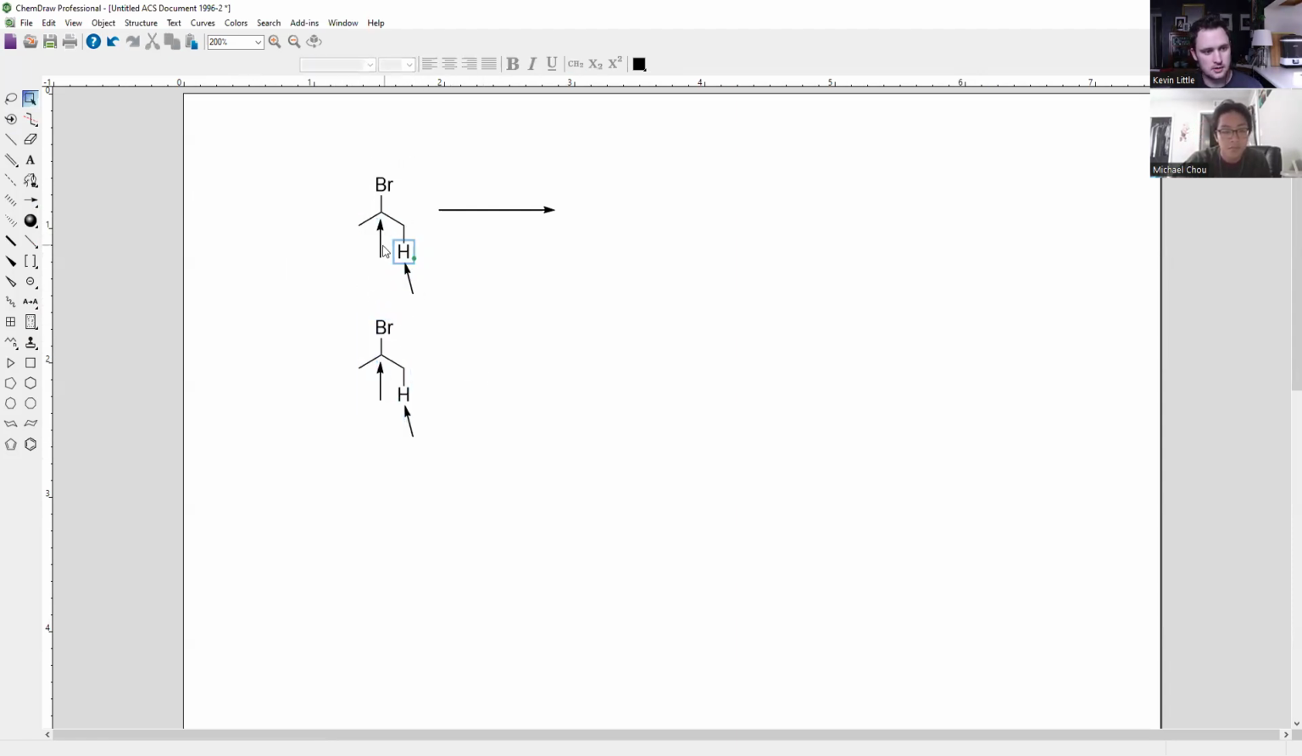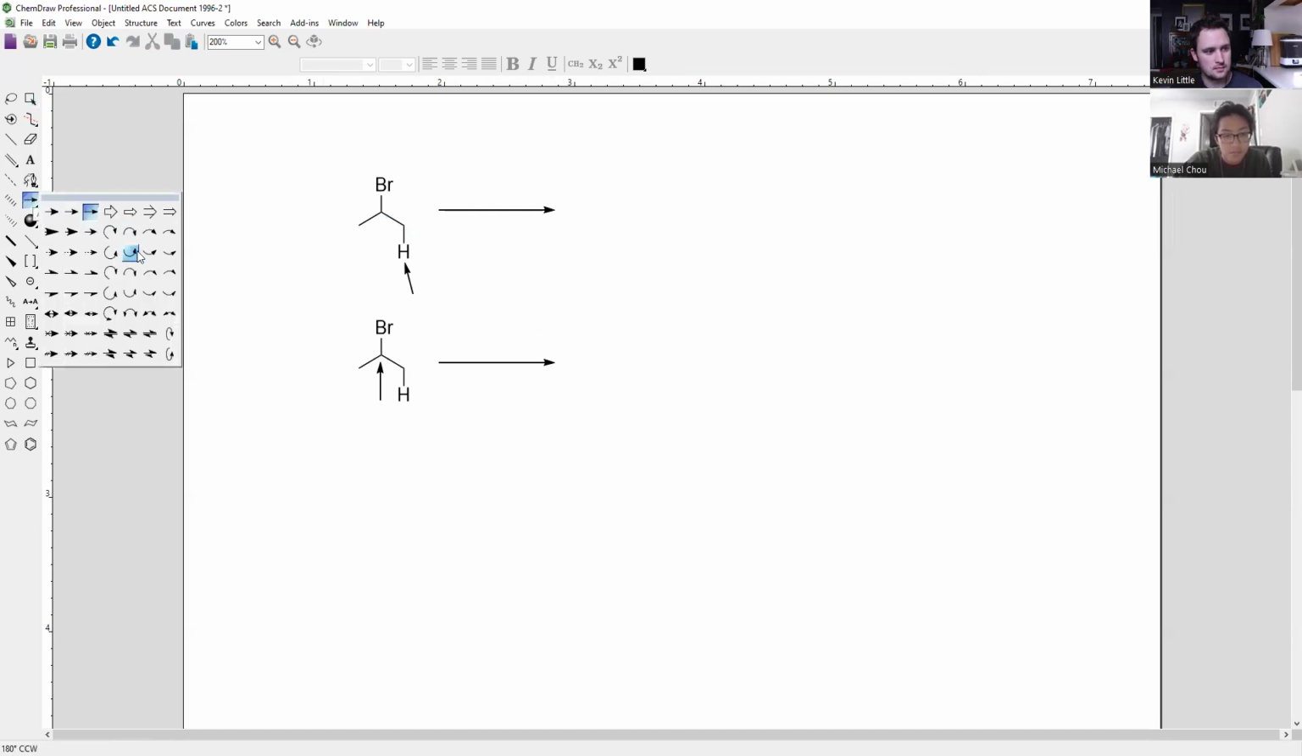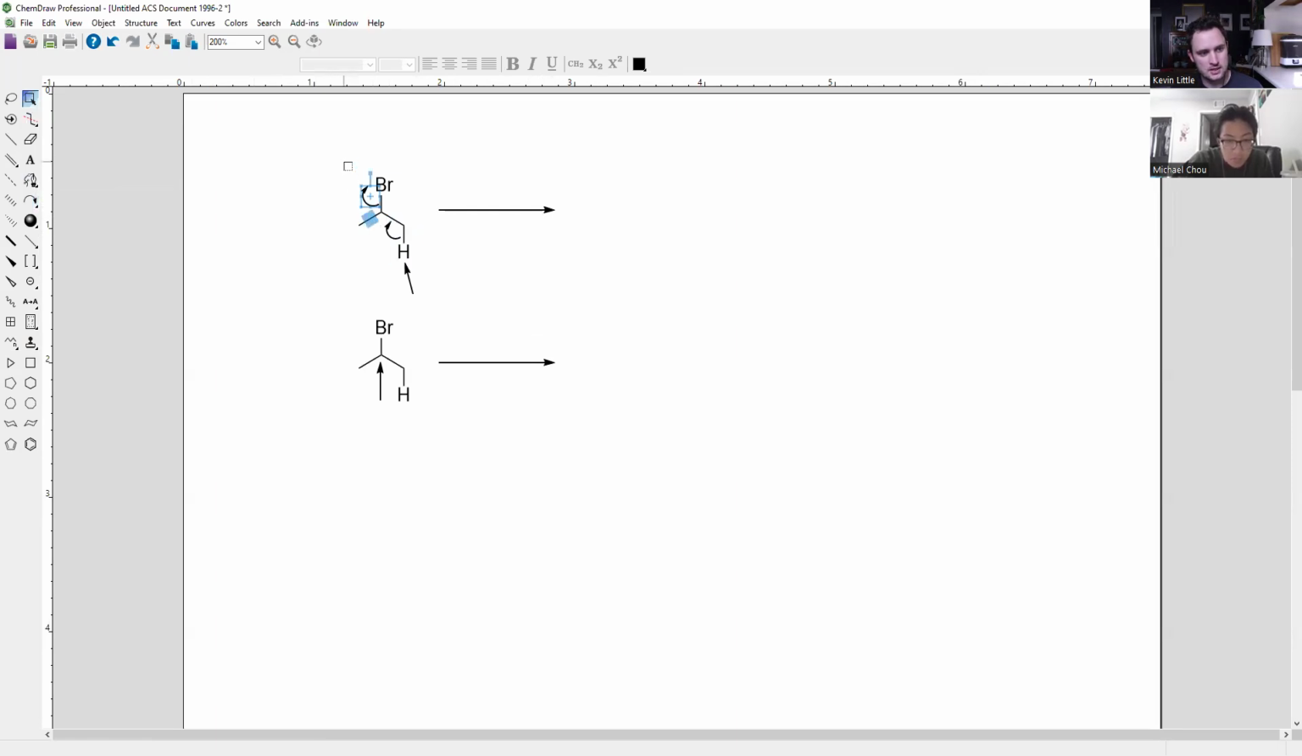Let's draw these two situations out. If I take this proton, I'm going to leave the electrons behind, and I'm going to kick off that bromine to make room for these extra electrons. And I'm going to end up getting this.